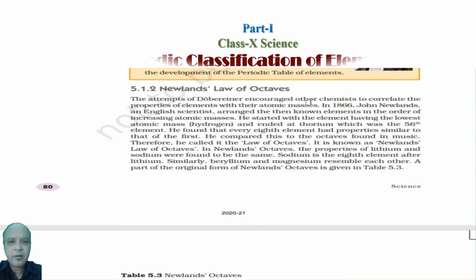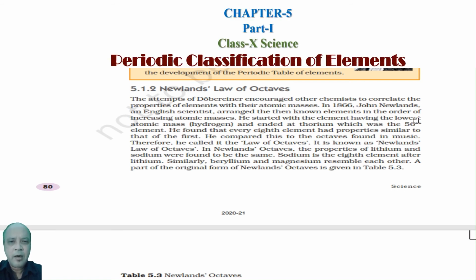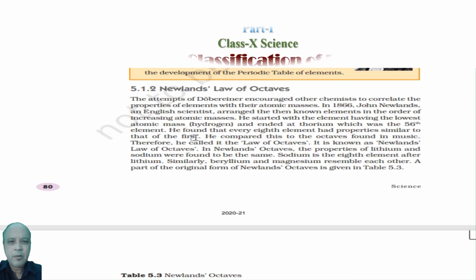The attempt of the Dobereiner triad encouraged other chemists to correlate the properties of elements with their atomic masses. In 1866, John Newlands, an English scientist, arranged the then known elements in order of increasing atomic masses. He started with the element having the lowest atomic mass, hydrogen, and ended at thorium, which is the 56th element. He found that every 8th element had properties similar to that of the first. For example, sa, re, ga, ma, pa, dha, ni, sa.